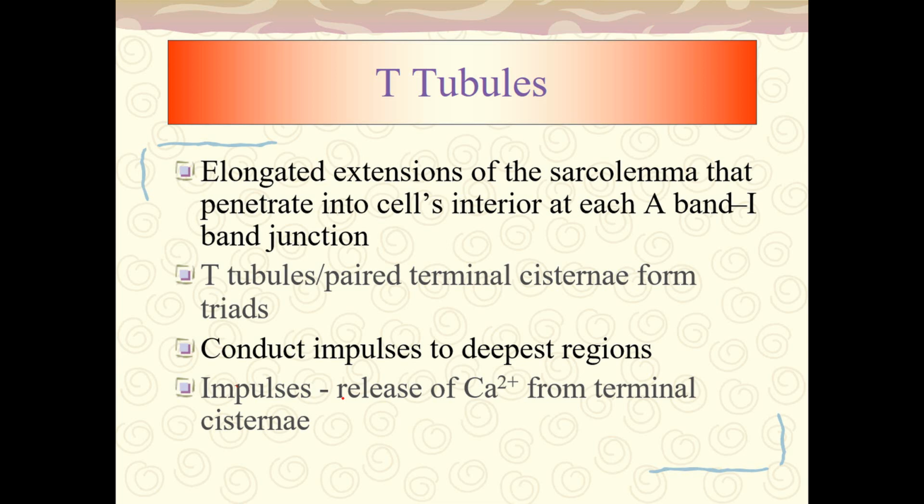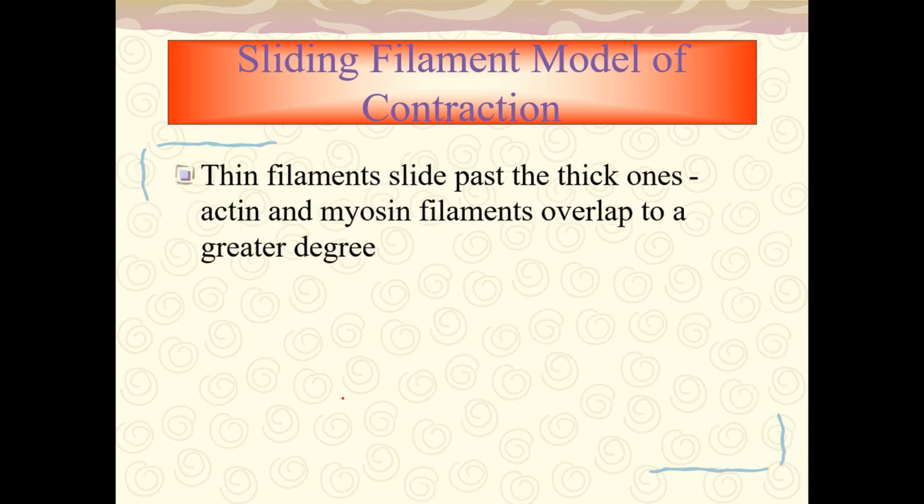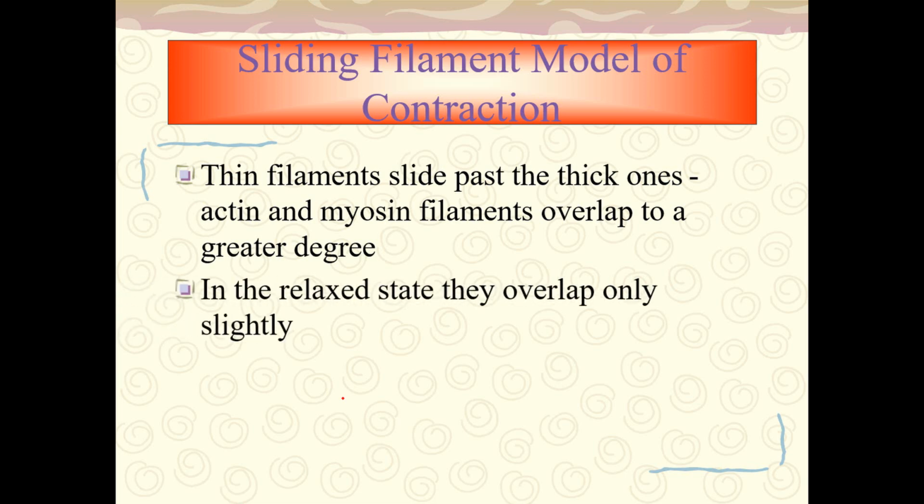So now we know we have an action potential that travels along the sarcolemma, down the T-tubules, tells the paired terminal cisternae to release calcium. Calcium binds to troponin, moves tropomyosin out of the way. Myosin head can bind to the active site on actin. Muscle contraction occurs. And so the last thing that I want you to know is that when contraction occurs, the thin filaments slide past the thick ones. Right? So what's going to happen is that H zone is going to get smaller. So they overlap only slightly.